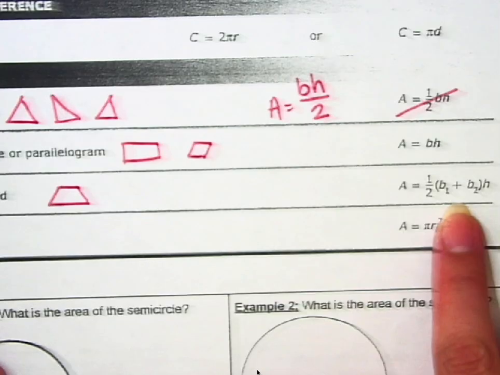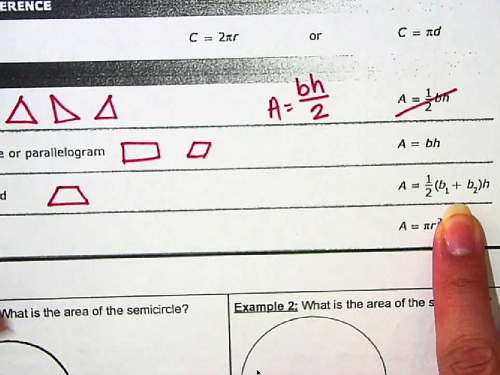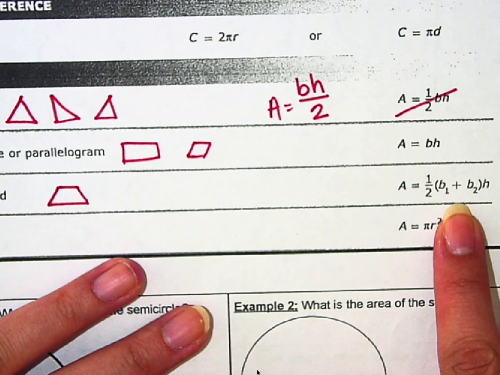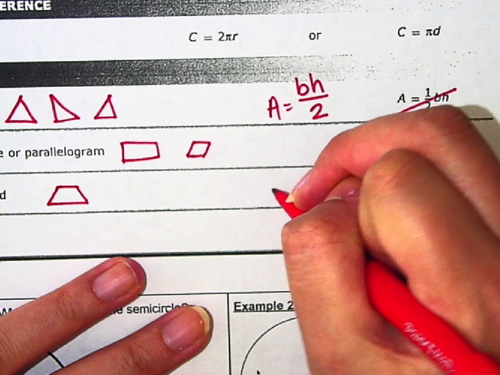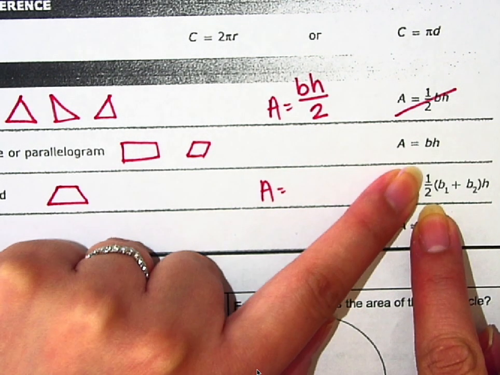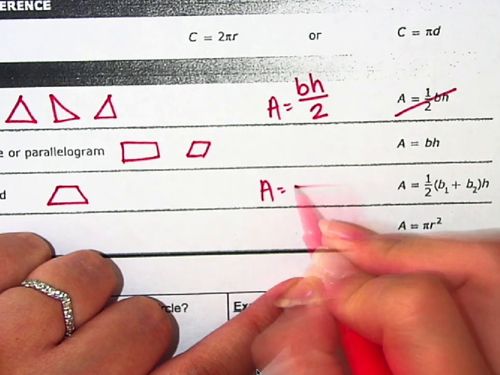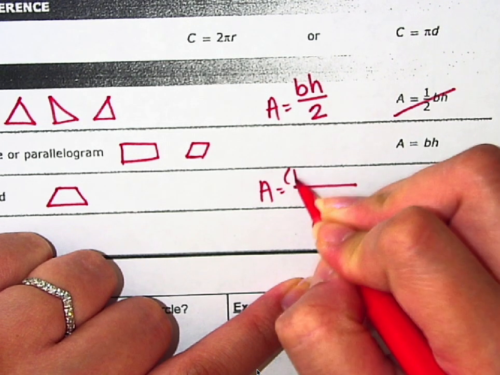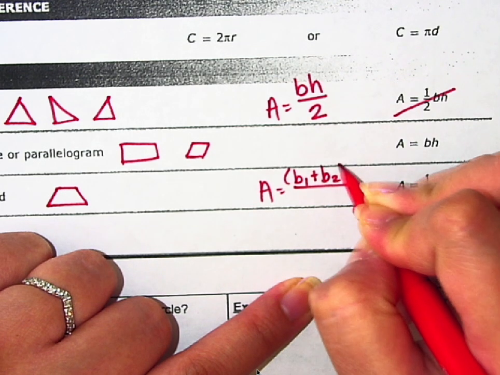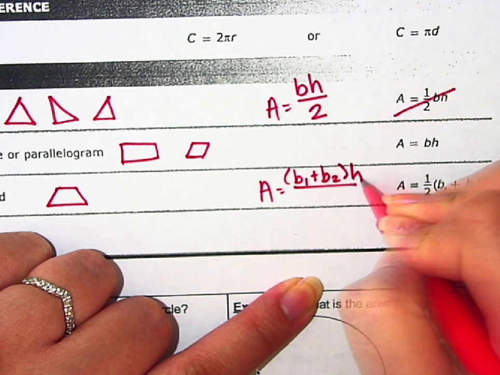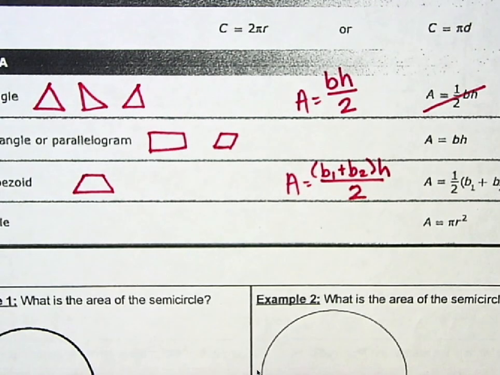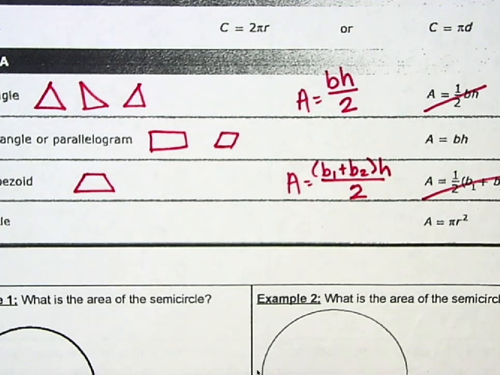Okay. This formula looks really complicated, so I want you to write the formula like this instead so that we don't get confused. Again, the only thing I'm taking away is just the 1 on top. So it's going to be parentheses base 1 plus base 2, close your parentheses, times height, and then divide the whole thing by 2. Okay, don't use this formula because it's going to confuse you.